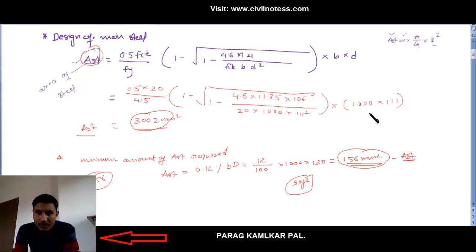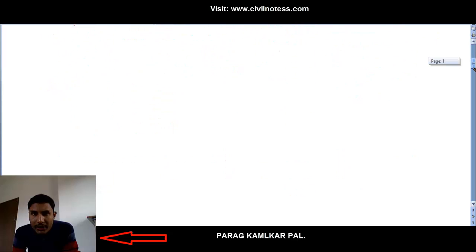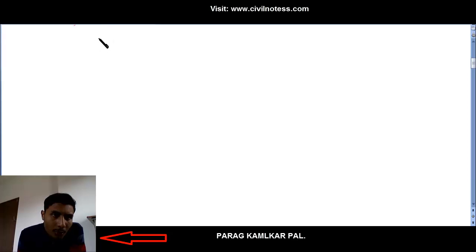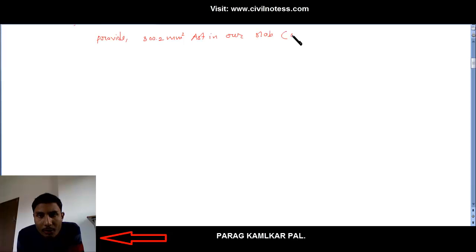Now we go further to our next calculation. What we are going to provide is 300.2 mm square Ast in our slab, which is a one-way slab.